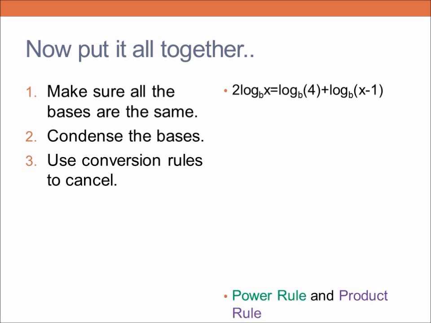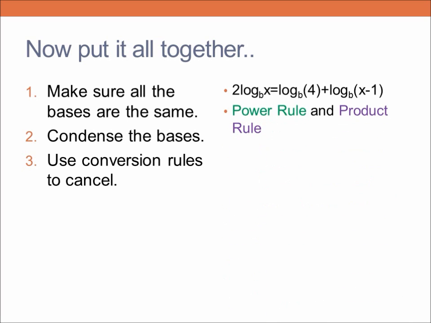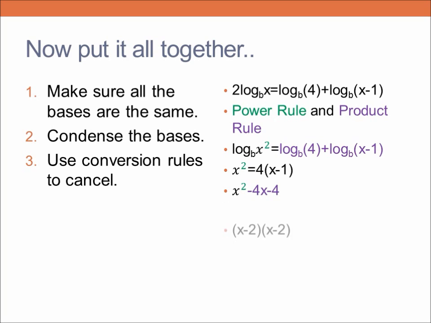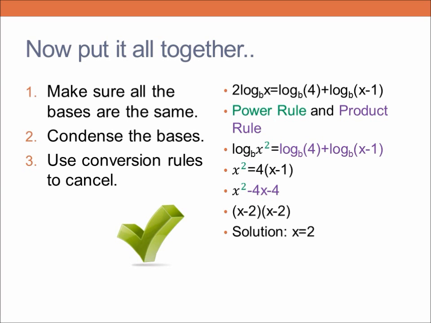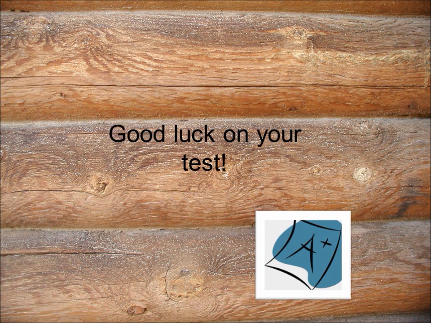The example on the right uses both the power rule and product rule to simplify. Once we move the 2 to make the left side of the equation x squared, and use the product rule to simplify the 4 and the x minus 1, we can eliminate the logs and solve for x. If we use the properties and apply our knowledge of inverses, we can easily simplify exponential and logarithmic equations. Good luck on your test.